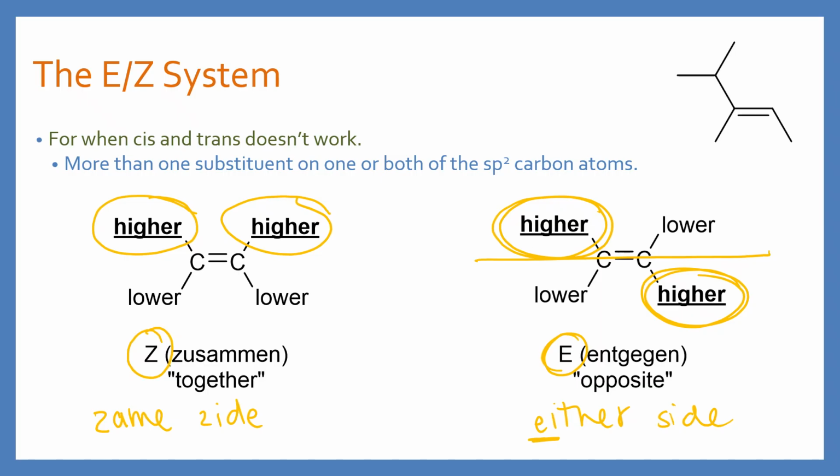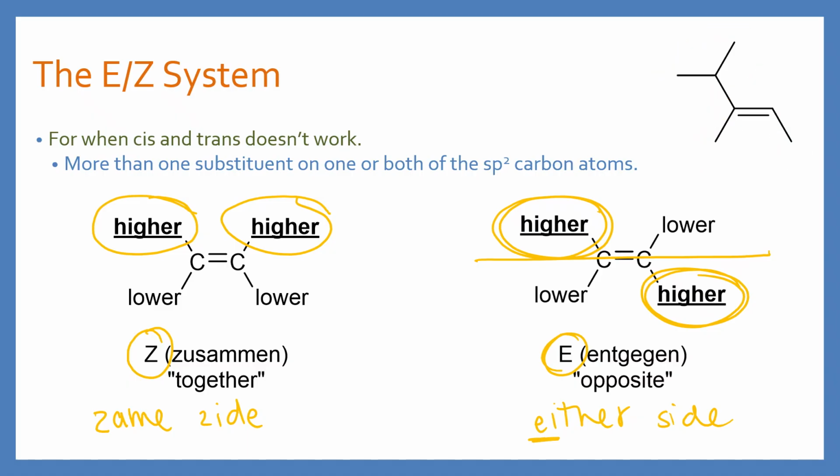So there's an example up here in the corner of what a situation where cis and trans doesn't work might look like. The reason you can't use cis and trans for a molecule like this is that this methyl group is the only thing on this carbon, right? And it is cis to the methyl, but it's trans to the isopropyl group. So what would you call this?